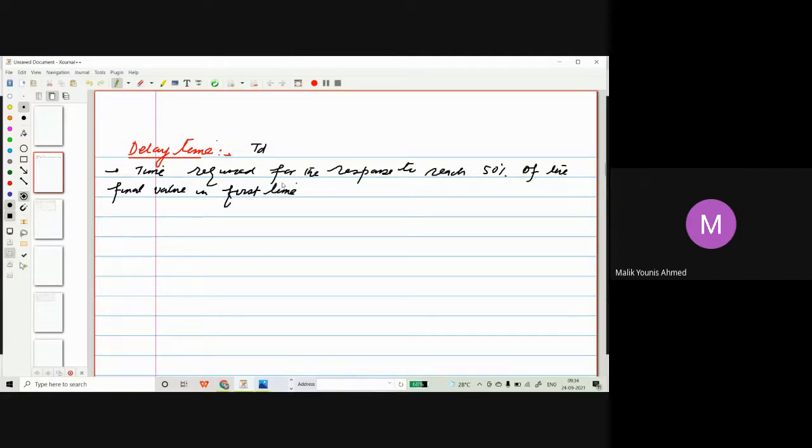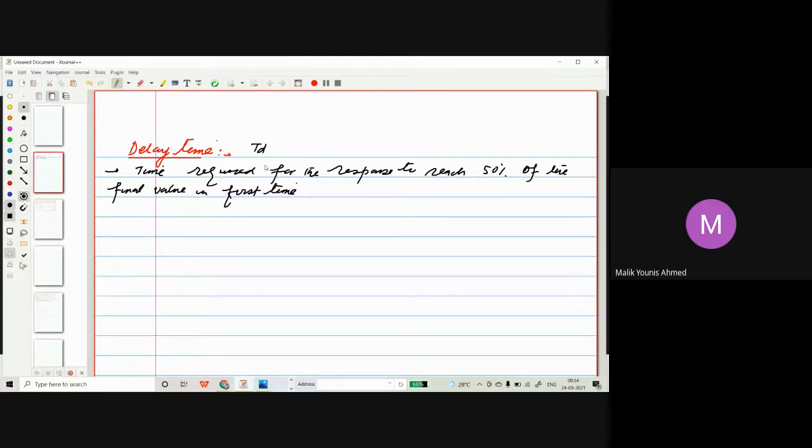So this is the delay time. Whenever we reach 50% of the response for the first time, that is the delay time. Analytically, it is very difficult to get an expression for this one. It is not possible to get an expression for this.